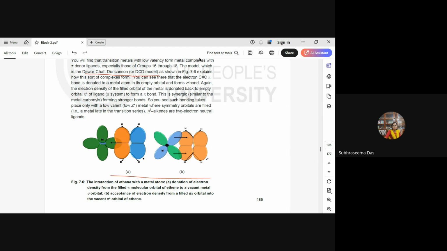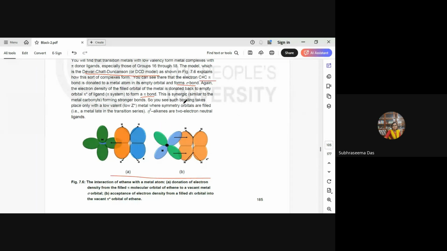Here we can see that the electron density of the C=C pi bond is donated to the metal in its empty orbital, and thus it forms a sigma bond. Again, the electron density of the filled metal orbital is back donated to the empty orbital, that is the pi star of the ligand system, to form the pi bond. This process is similar to that of the metal carbonyls that we have studied.